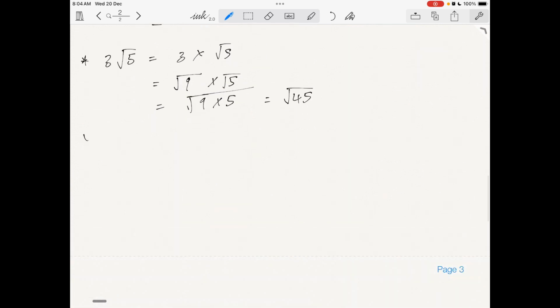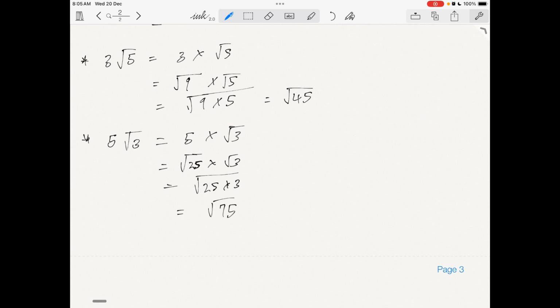Okay, and let's take one more. 5 root 3. Now we split them: 5 multiplied by root 3. 5 is a number, and taking it in terms of square roots, that will give us 25, because root 25 is 5, multiplied by root 3. Applying the laws of surds, that will give us 25 multiplied by 3, and that will give us root 75.